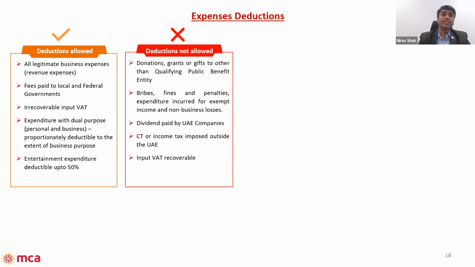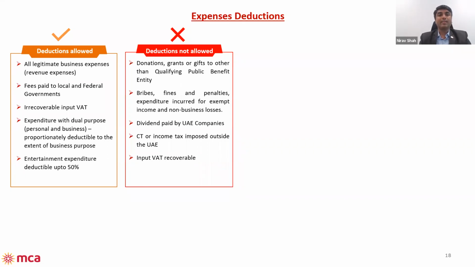Now we will also understand which kind of expenses are not allowed. So basically, these expenses I will have to add back to calculate the taxable income. So which kind of expenses are those? Donations, grants, or gifts to any entity other than a public qualifying benefit entity. If I am giving a donation, gift, or grant to a qualifying public benefit entity, that would be allowed as a deduction. But other than a qualifying public benefit entity would not be allowed as a deduction. Bribes, fines, penalties will not be allowed as business deductions.